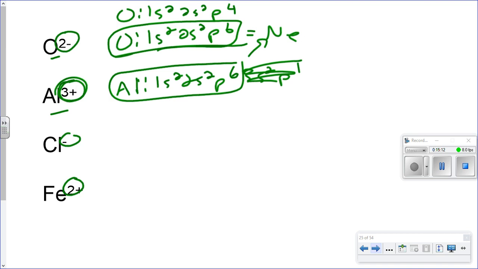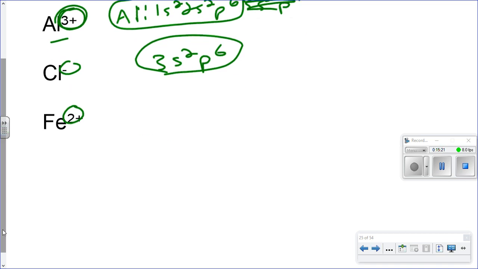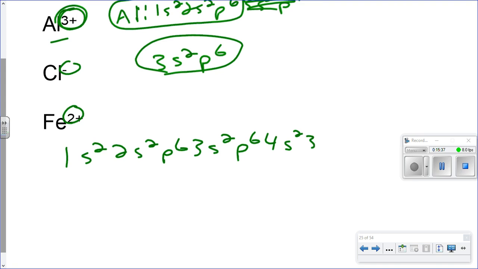Chloride, of course, has gained one. That'll end in, just so you know, 3s2p6. Iron, ooh, that's different. Okay, so let's talk about iron. We're going to lose one of these from the highest occupied energy level. You lose them from the highest occupied energy level first. So it's 1s2, 2s2p6, 3s2p6, 4s2, 3d5. Okay, let me just make sure that that's 5. 1, 2, 3, 4, oh, 6. I'm sorry, 3d6. Excuse me.